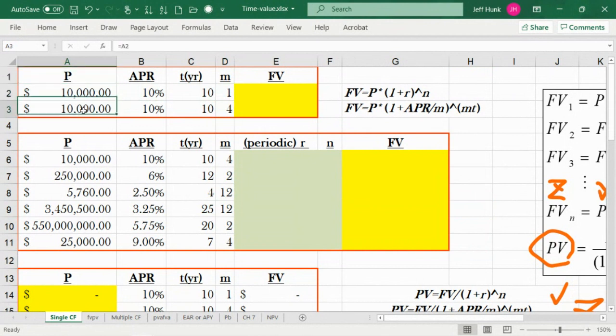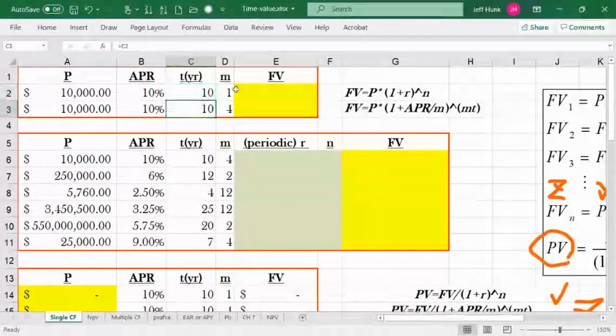As you change it to 10,000, you will see this will automatically adjust, because I already entered equals A2 there. So whatever is in A2, this will automatically be equal to that. Is your APR 10%? If it is not, change it to 10%. APR is, of course, annual percentage rate, so that's the interest rate. Is your time 10 years? If not, please change it to 10 years.